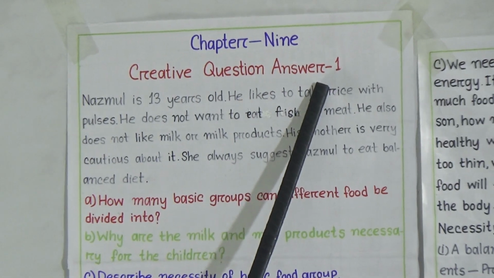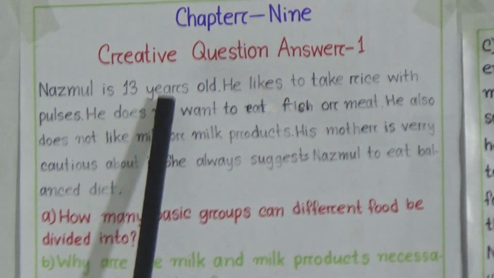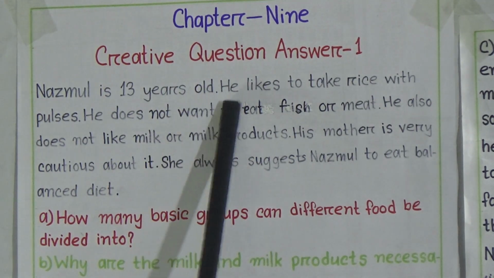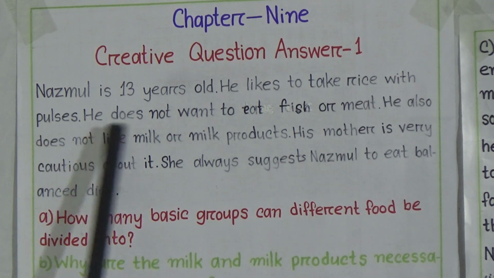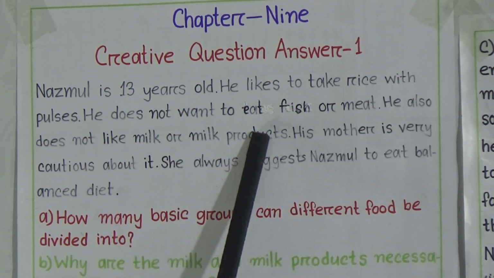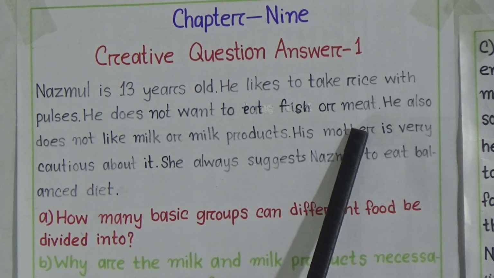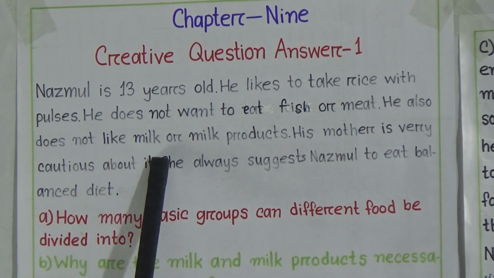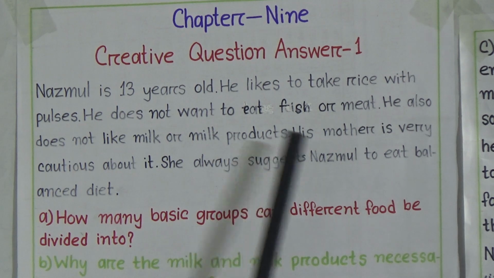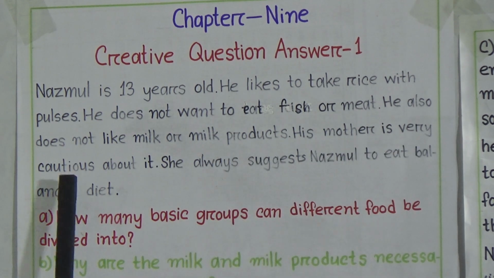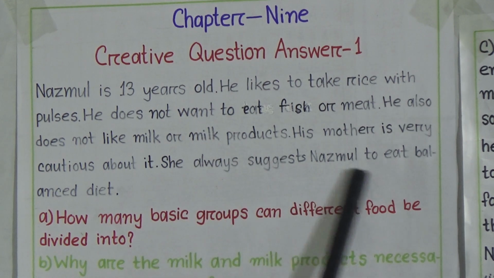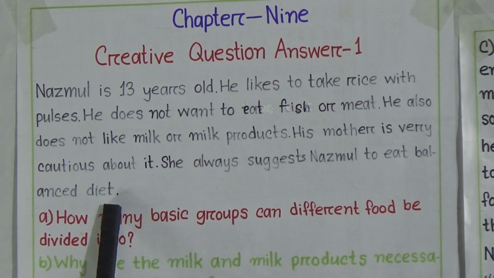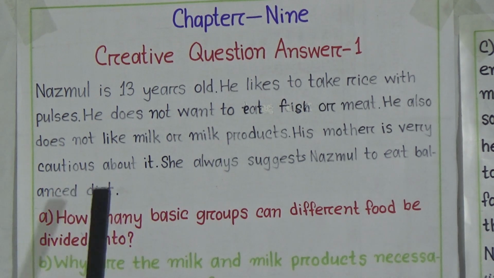The stem is: Najmul is 13 years old. He likes to take rice with pulses. He does not want to eat fish or meat. He also does not like milk or milk products. His mother is very cautious about it. She always suggests Najmul to eat balanced diet. Now we have to answer some questions.